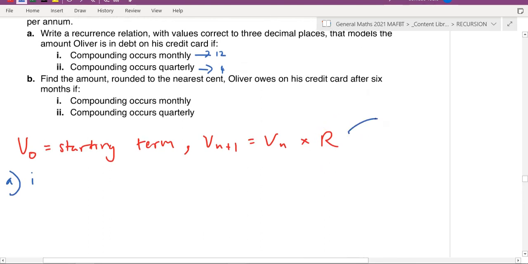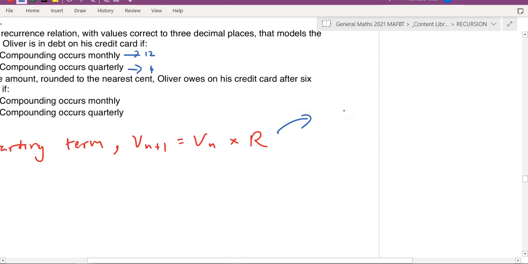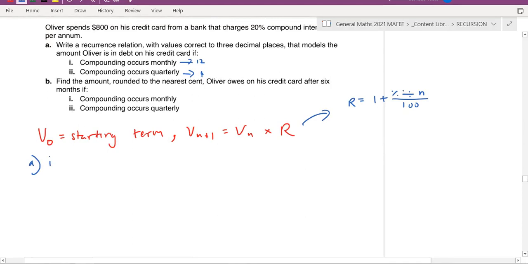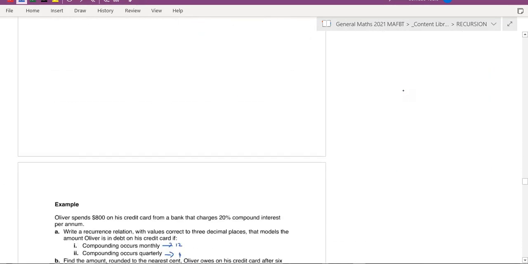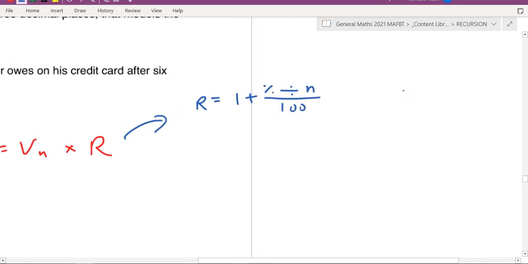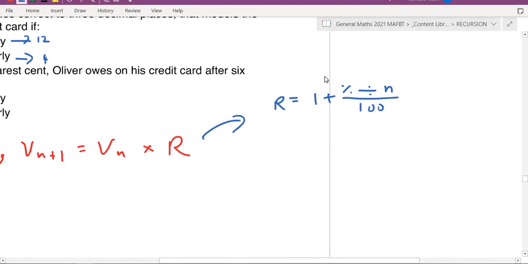Remember that R formula: if it's compounding more than once, it's going to be 1 plus the percentage rate divided by the number of compounds, over 100. I'll use N. I know the formula here I think uses X, but later on it uses N as well, so hopefully that doesn't confuse people. Just remember what this represents: the number of compounds. Alright, so let's find the first one.